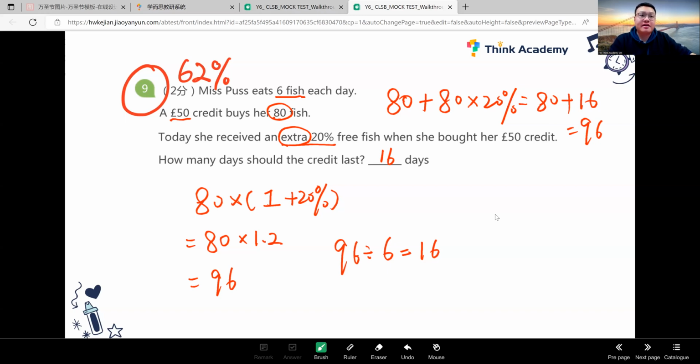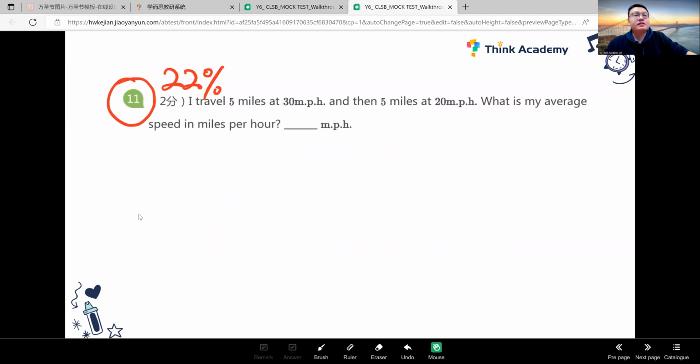Okay, make sure you understand this sentence here. Today, she received that extra 20% free fish. Make sense? Yeah. Okay. Next one.